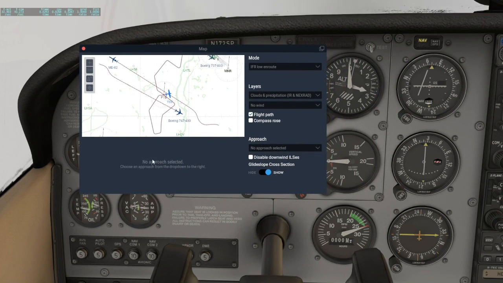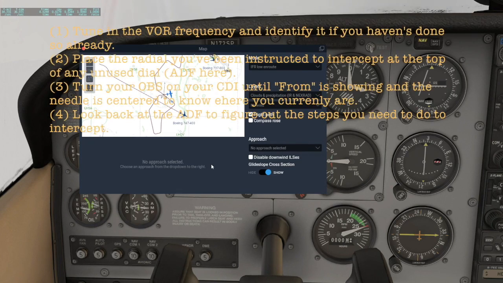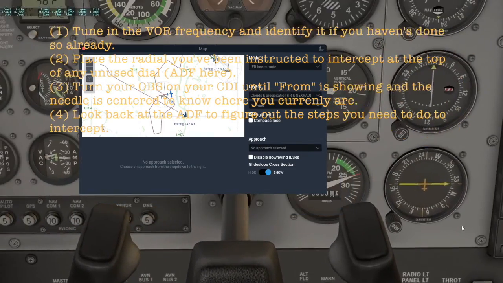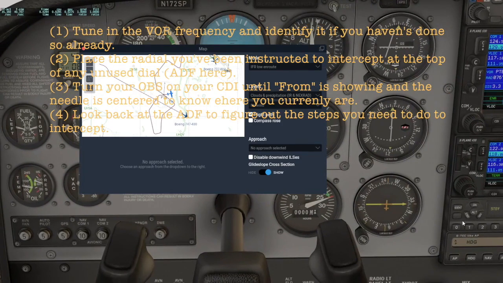Okay, so I can definitely do more exercises in future videos, but I think I've illustrated how to capture, or how to intercept, outbound and inbound radials properly. And let's go over the steps again very simply, and I'll explain to you here how you would do these steps using the different dials on the plane, the CDI and the ADF and so forth.